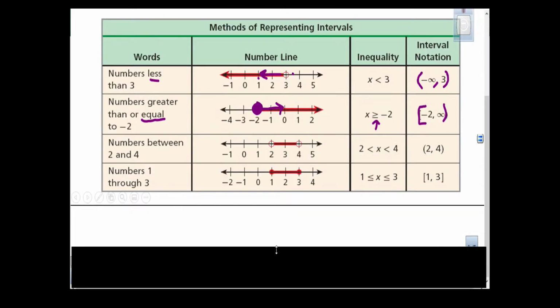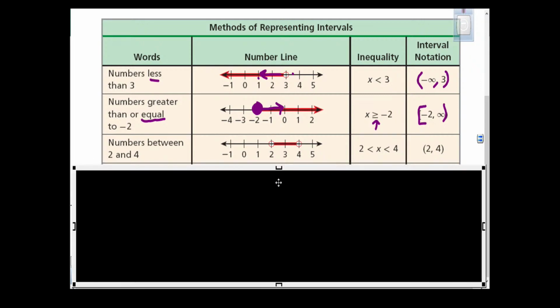All right, let's see number 3 here. Numbers between 2 and 4. Here is 2, I have an open circle. At 4, I have an open circle. And numbers between them, not including the 2 and 4. So x is between 2 and 4. It's greater than 2, less than 4. How do you put that in interval notation? Well, you did not include the 2, Armani, so you have to put parentheses. Parentheses, 2, comma, all the way to 4, not including the 4.